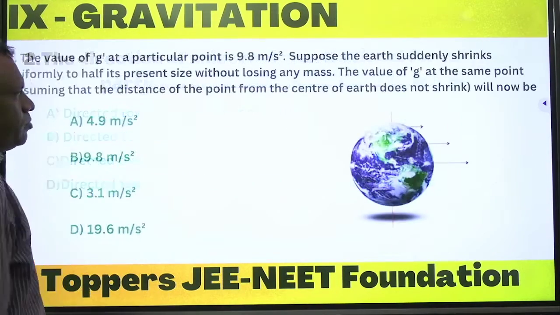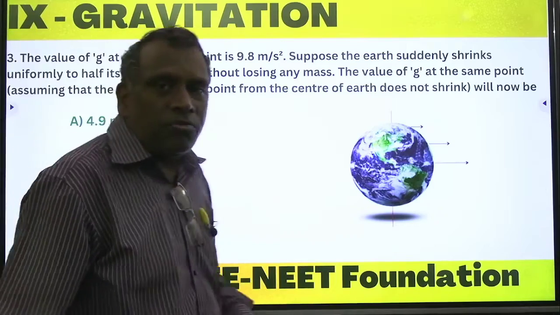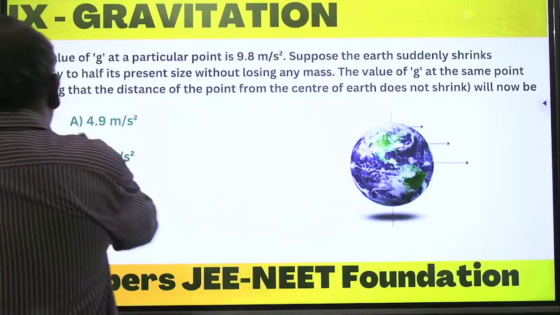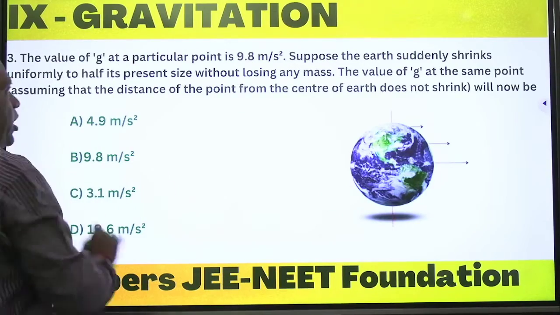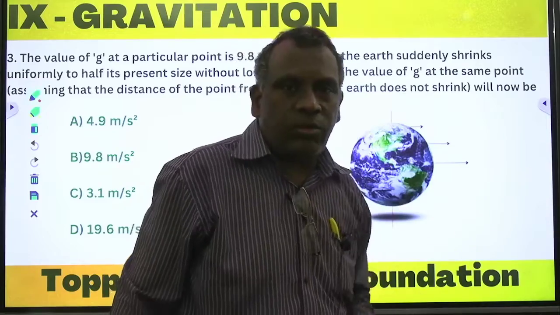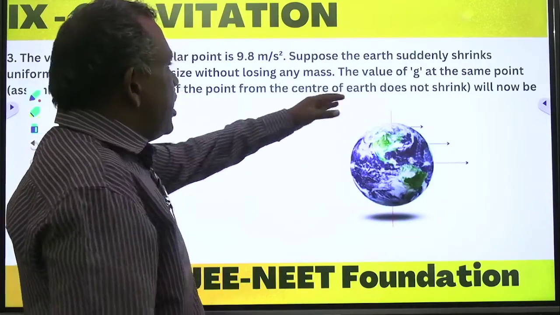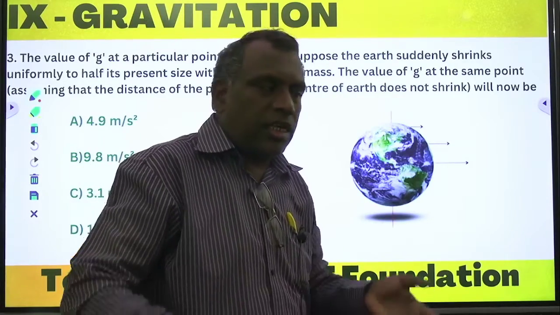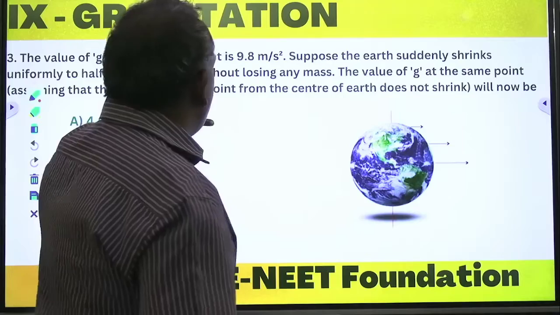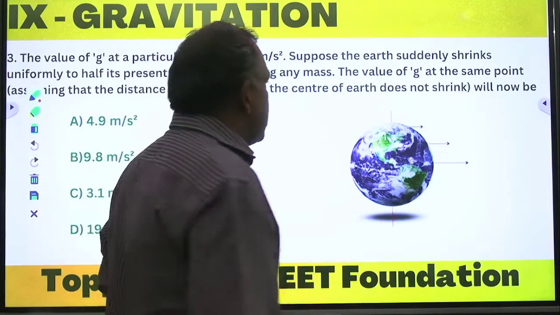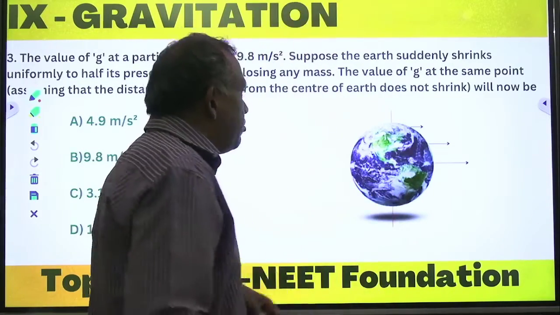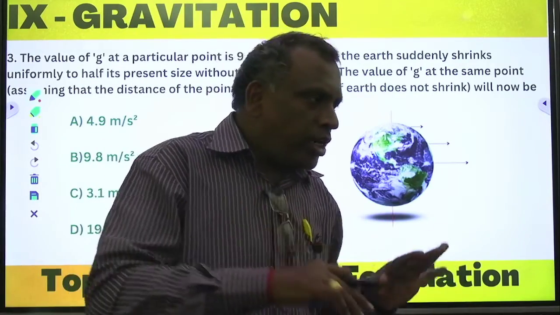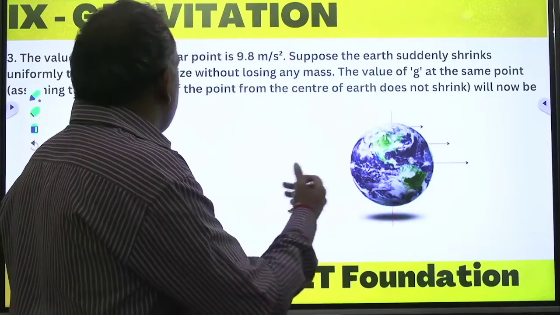The next question, the third one: the value of g at a particular point is 9.8 meters per second square. Suppose the earth suddenly shrinks to uniformly half of its present size. Suddenly the earth shrinks without losing any mass, then what will the value of g at the same point be? It means the mass does not change. We are only saying that the earth suddenly shrinks.